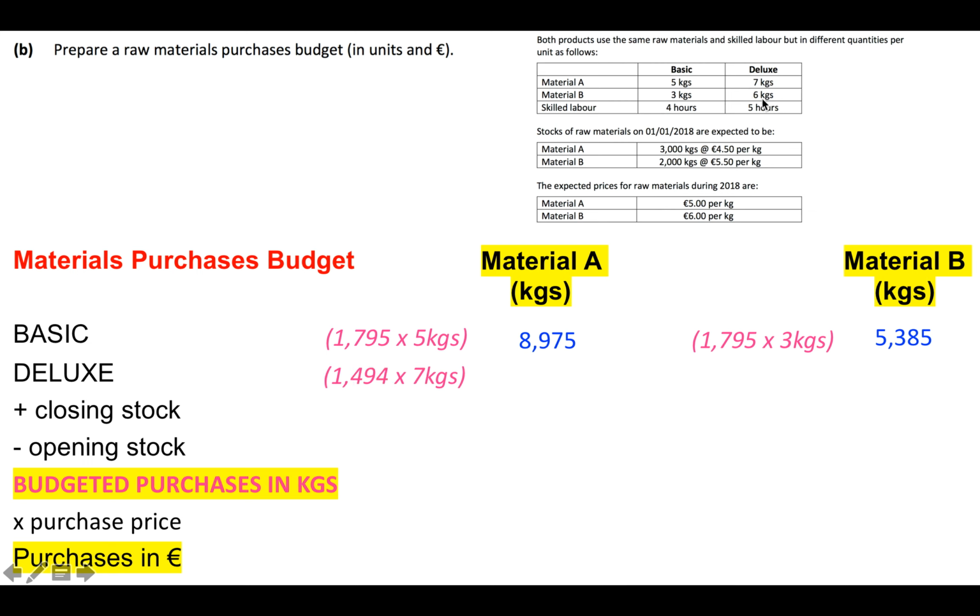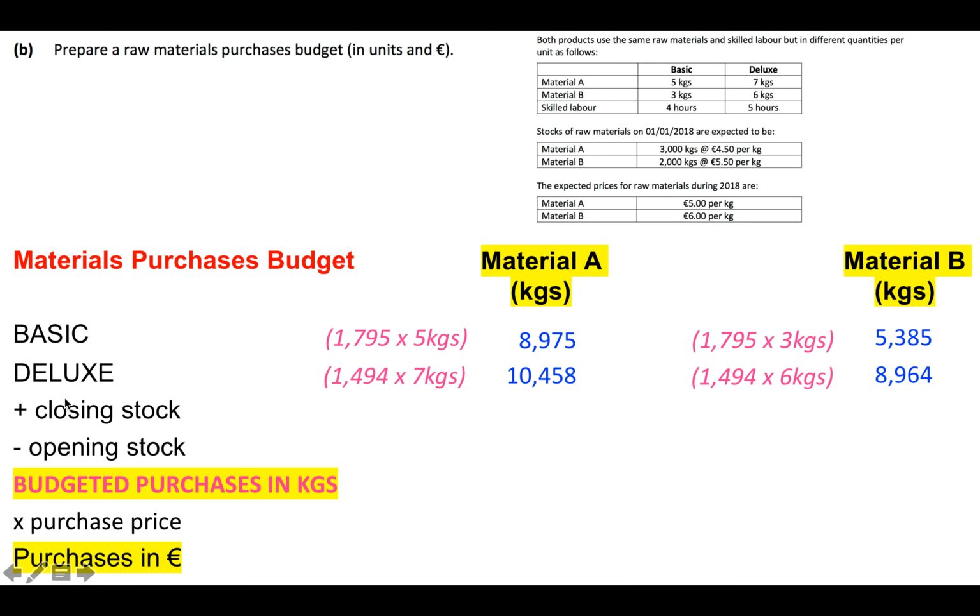So multiply that by the number of units that we need to make. So we need to buy 10,458 units of material A and 8,964 of material B, and that's for deluxe.